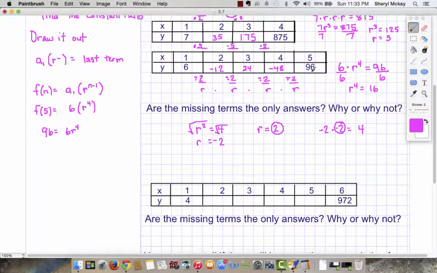So actually, in this situation, there is another set of numbers that we could use to fill in for these missing terms. Negative 12, 24, negative 48, with a different constant ratio. Why do you think that's so? Why do you think that's so? Tell me why.